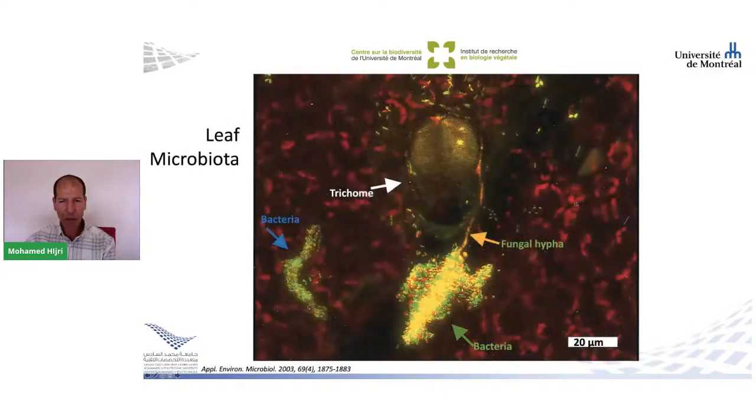So this is an example of a leaf microbiota, where you can see here a trichome, and here we have bacteria that are typically living and forming biofilms. We have here another community of bacteria. This is typically a fungal hypha. We have other structures that look like fungal conidia and other microbes.